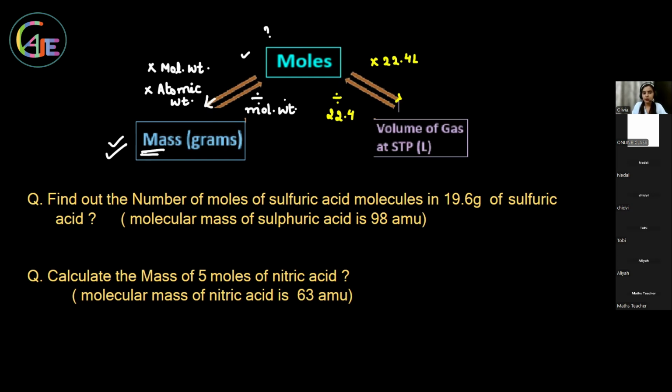So if they have given you moles and they're asking you to calculate mass, the only thing you need to do is multiply the number of moles with the molecular weight, and you'll get the mass. Again, if you are not given the number of moles, you're supposed to calculate that. What you need to do is divide your mass by the molecular weight and you'll get your number of moles.